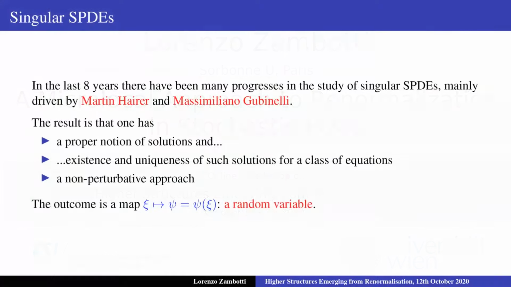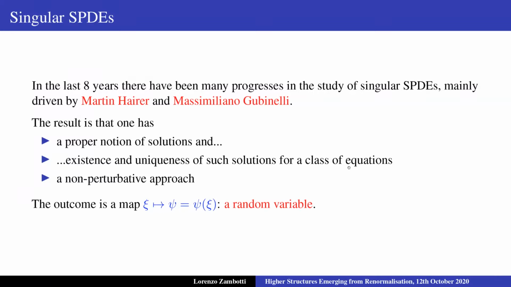Martin Hairer and Massimiliano Gubinelli. So now we have actually two theories. One by Martin, which is called regularity structures, and one by Massimiliano, which is called paracontrolled distributions. And both give the following. We have a proper notion of solutions, which I said before was even a preliminary problem to the possibility of giving results of existence and uniqueness. So then we also have existence and uniqueness of such solutions for a class of equations.